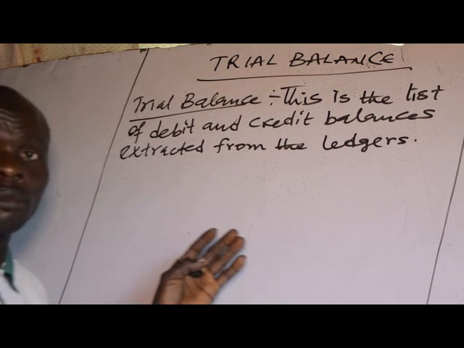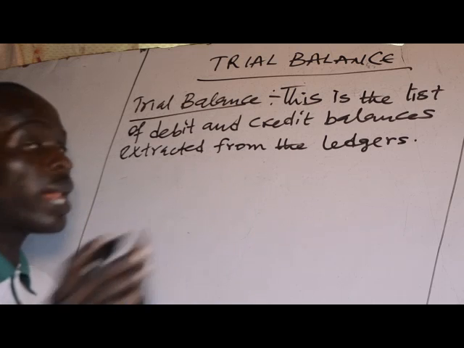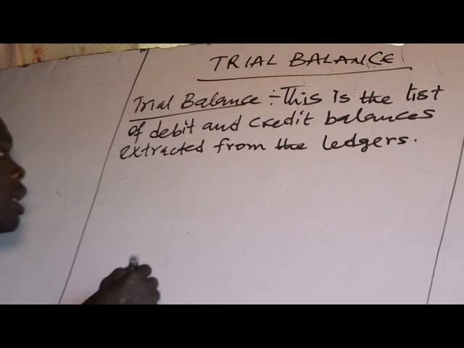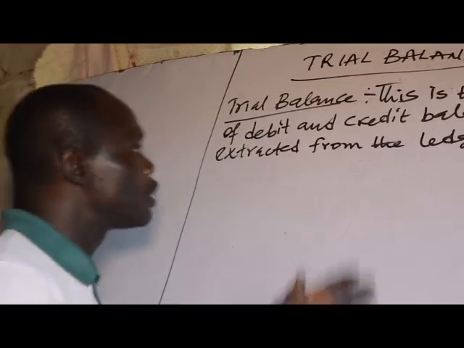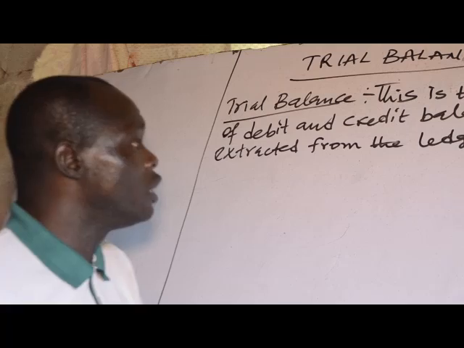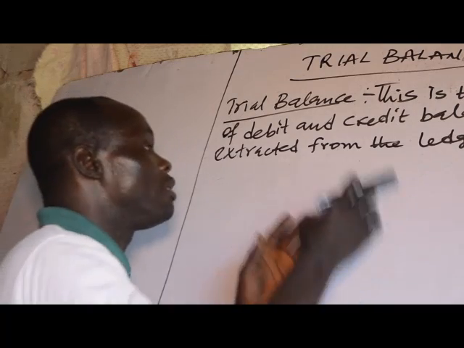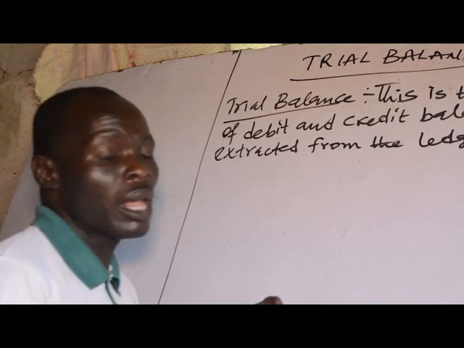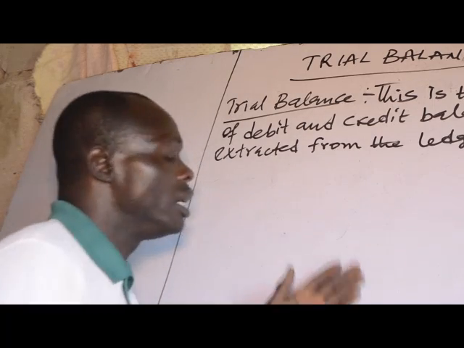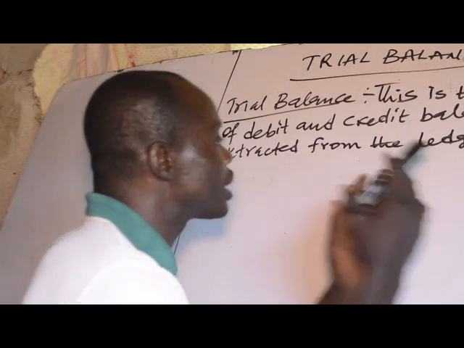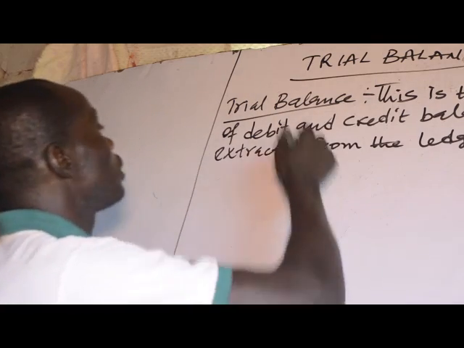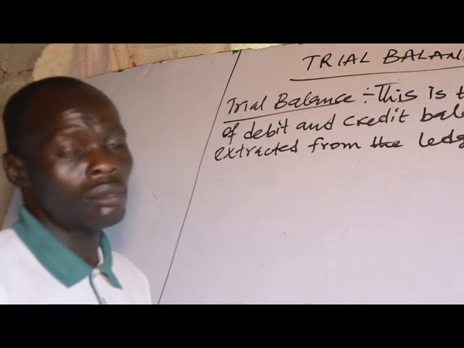By the time you post your transactions to the ledger in line with the principles of double entry, the debit balances in the ledger, you post them to the debit side of the trial balance. And the credit balances in the ledger, you post them to the credit side of the trial balance. That list is what we call the trial balance.